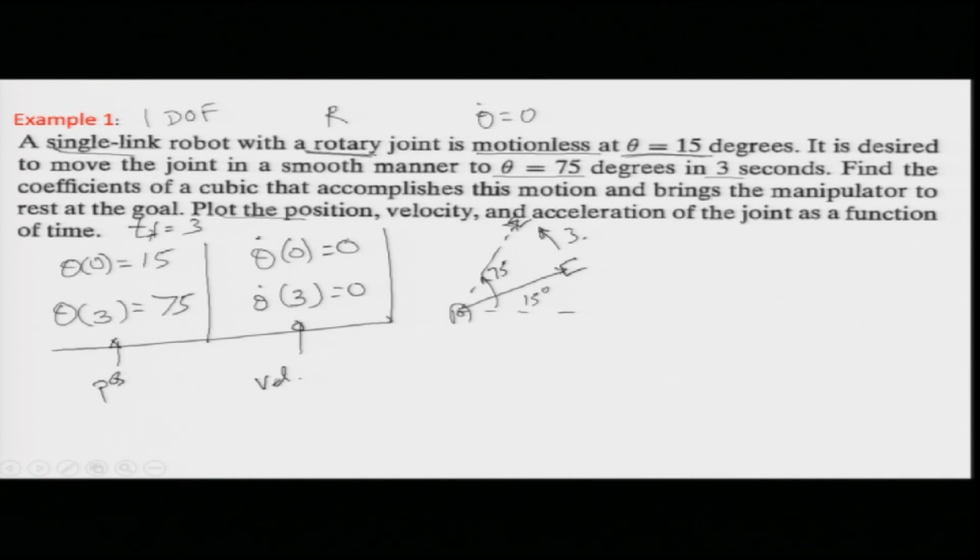So, this is what the question says. Now, we are asked to find the coefficients of a cubic polynomial. So, my cubic polynomial is going to become theta(t) = a0 + a1 t + a2 t squared + a3 t cubed. We are asked to find what the coefficients of this cubic polynomial are. So, these are the coefficients or constants.